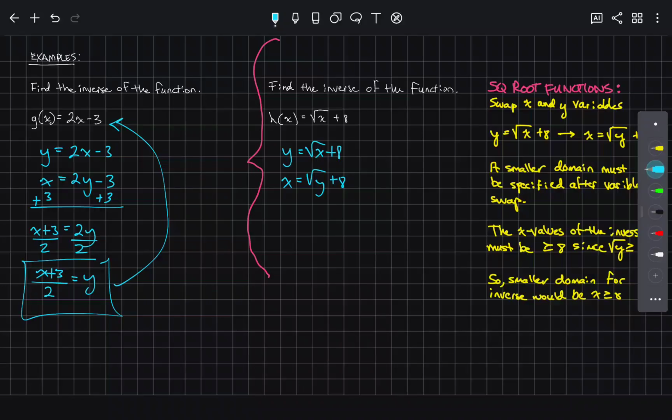Since that 8 is on the outside, it's not part of the radical, so I can go ahead and get rid of it by subtracting 8 from both sides. It's going to give me x minus 8 equals the square root of y. Now, to get rid of a square root, I need to square both sides, the inverse of what I'm looking at, which will give me x minus 8 squared equals y.